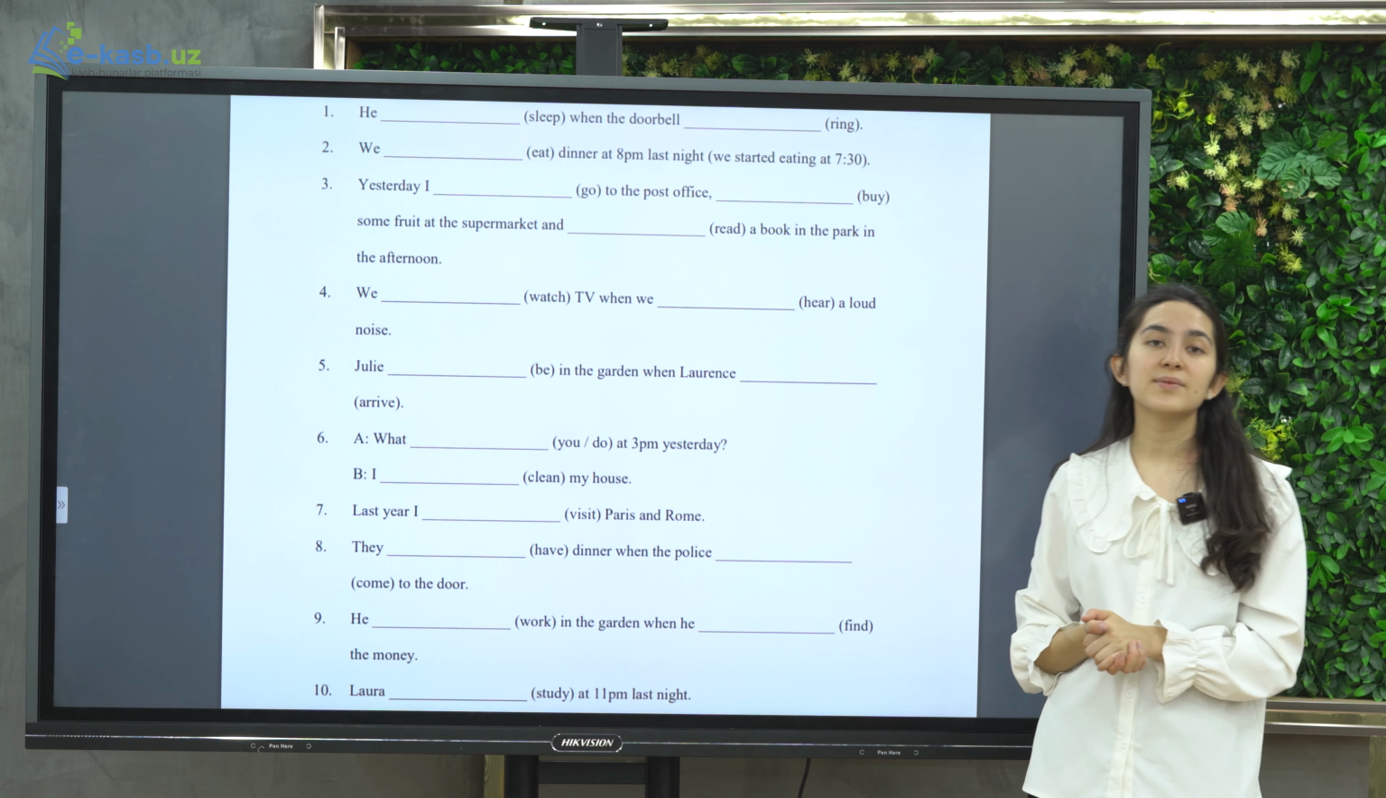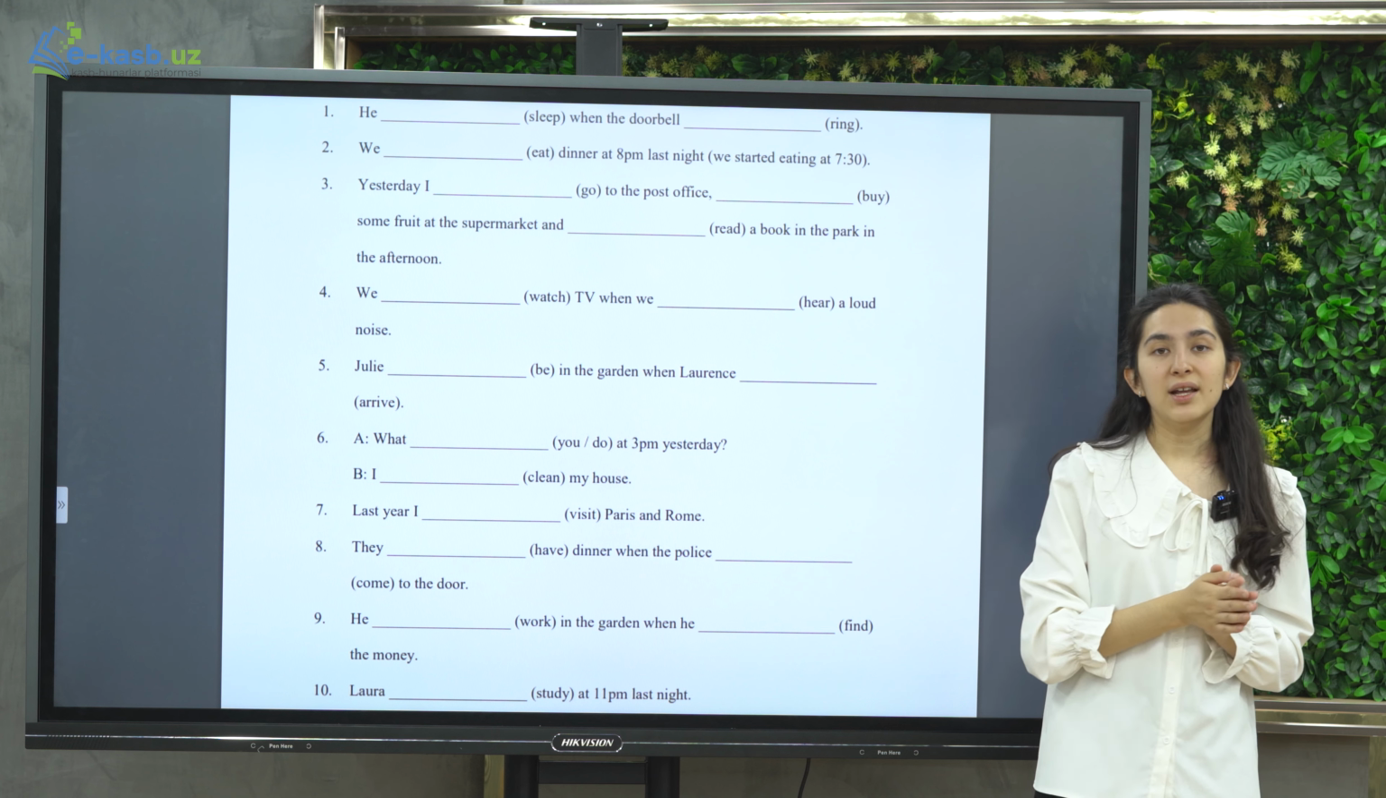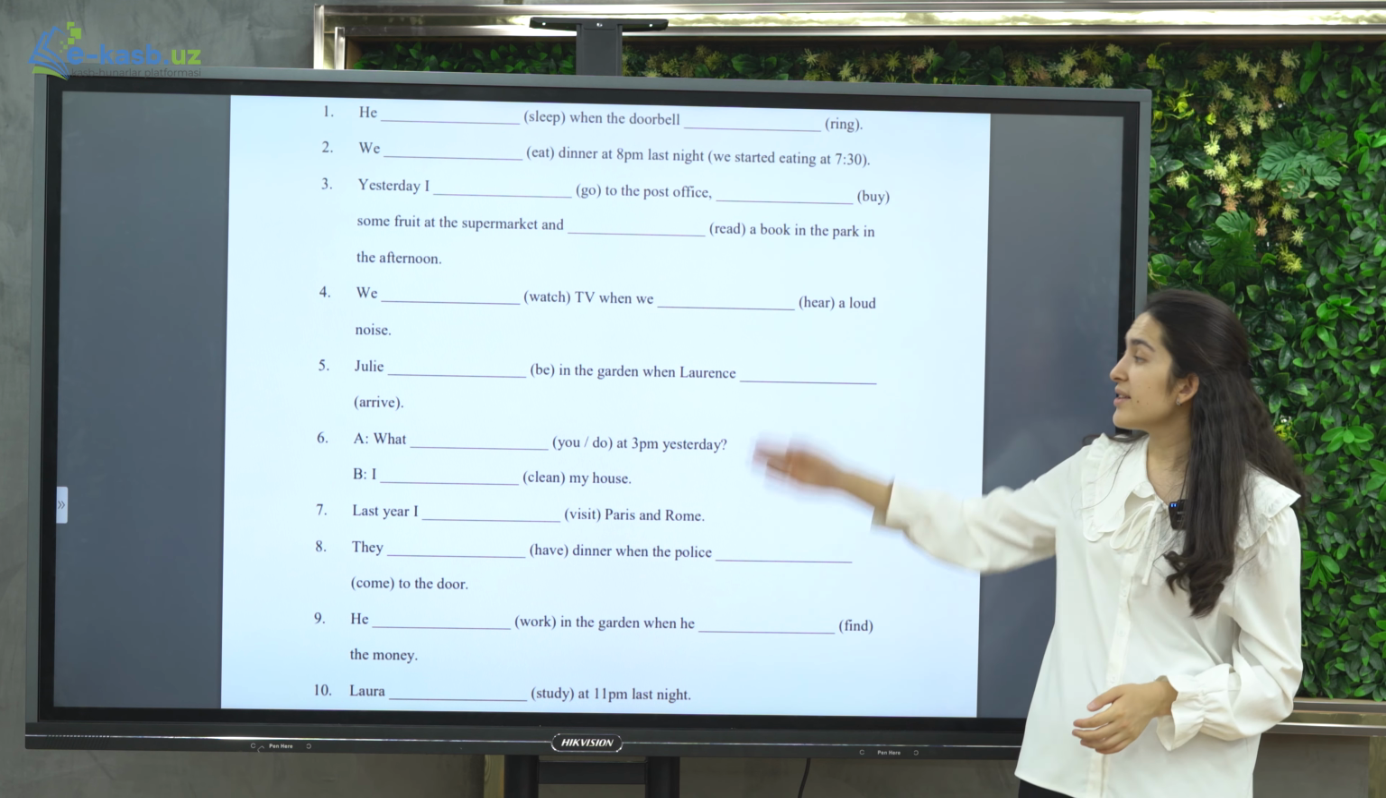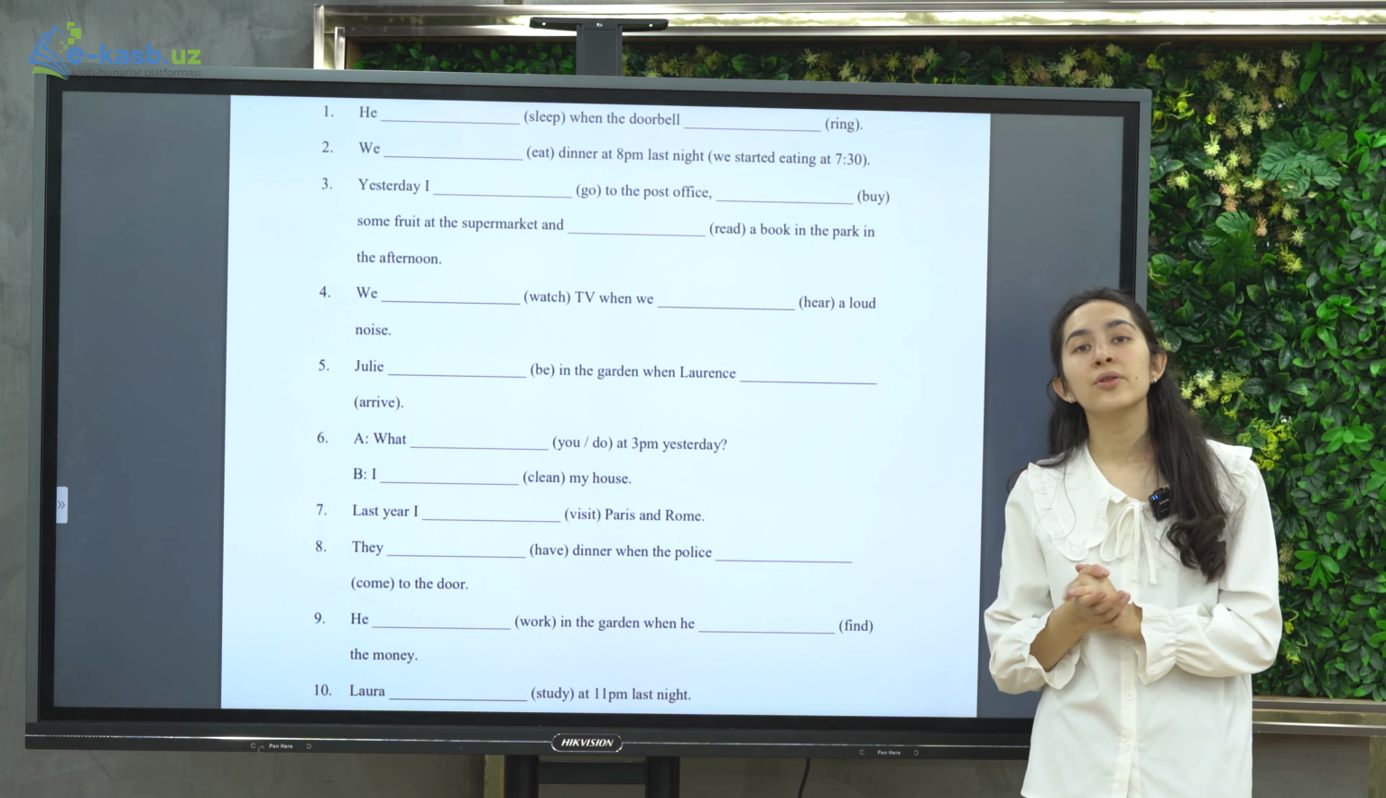So the correct sentence will be: we were eating dinner at 8 p.m. last night. So the other 8 sentences, please do them on your own.